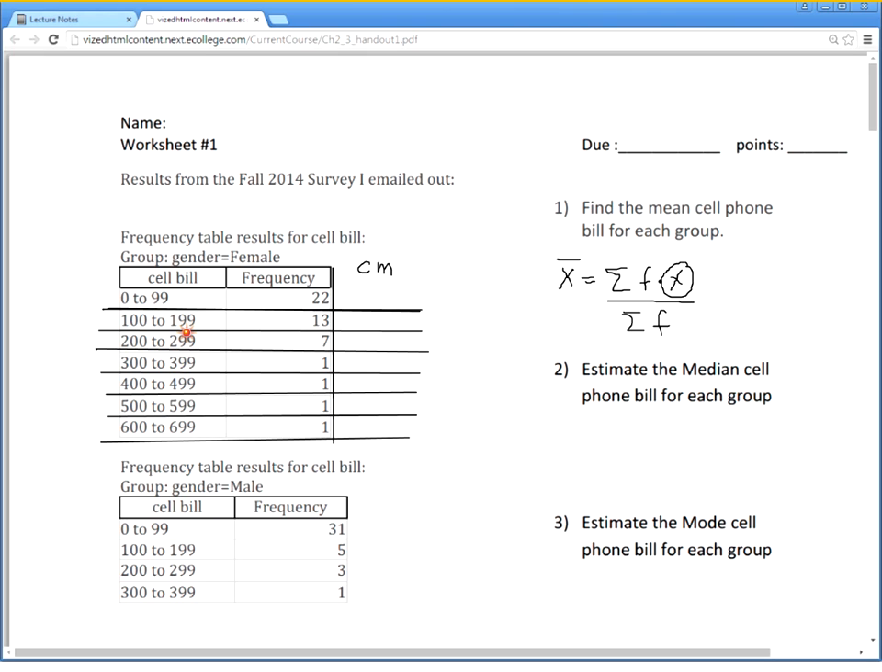Okay, so let's see if your answers match up to my answers. So remember what I said. You add up the upper and the lower class limits, and then you divide by 2. So this is what I have. I start off with 49.5, and then I have 149.5. And then it's 249.5. Okay, so now we start noticing a pattern.